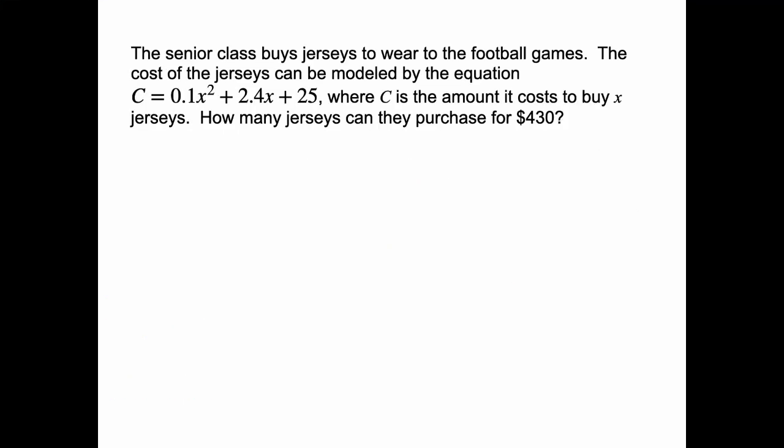We have the senior class buys jerseys to wear to football games. The cost of the jerseys can be modeled by this equation: C equals 0.1 x squared plus 2.4 x plus 25, where C is the amount it costs to buy x number of jerseys. And they want to know how many jerseys they can purchase for $430. Since we're using 430, that is our cost. So we're going to set this back up and put 430 in for C.